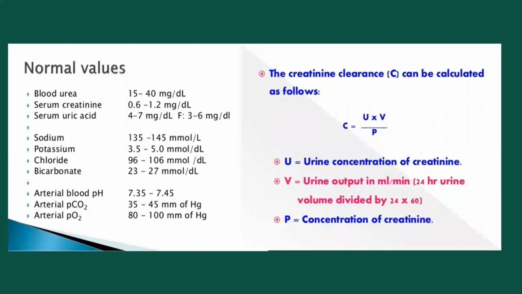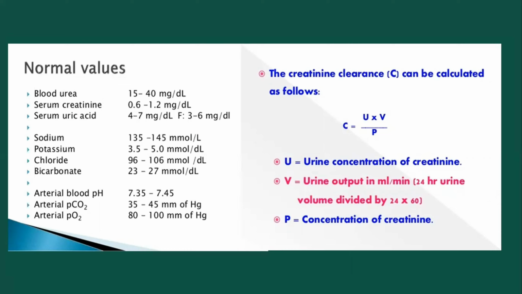Normal values include blood urea 15 to 40 milligram per deciliter and serum creatinine 0.6 to 1.2 milligram per deciliter. Uric acid 4 to 7 milligram per deciliter in males, 3 to 6 milligram per deciliter in females. Sodium 135 to 145 millimole per liter, potassium 3.5 to 5 millimole per deciliter, chloride 96 to 106 millimole per deciliter, and bicarbonate 23 to 27 millimole per deciliter.